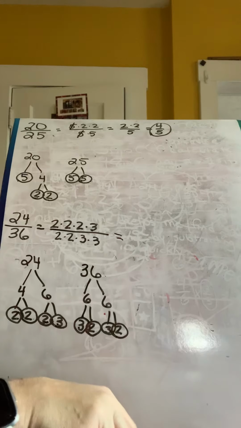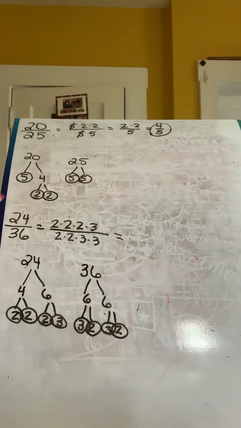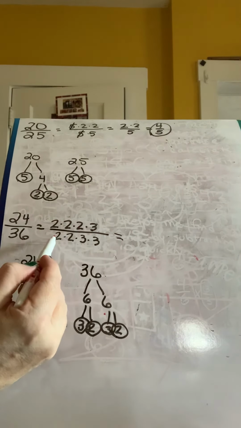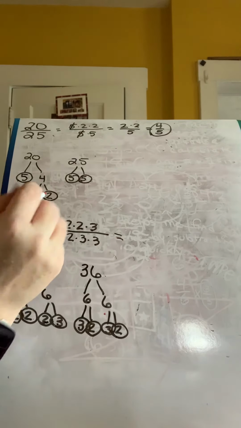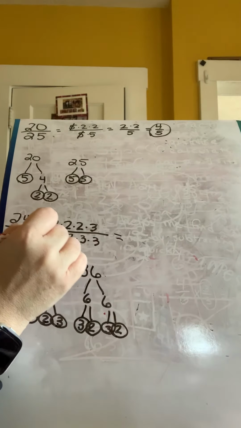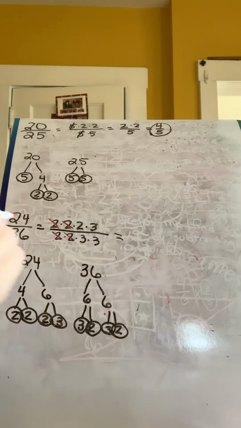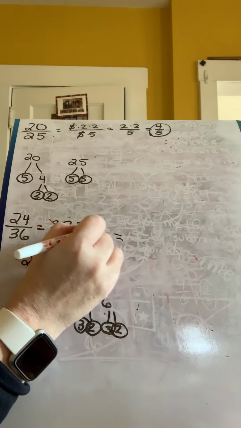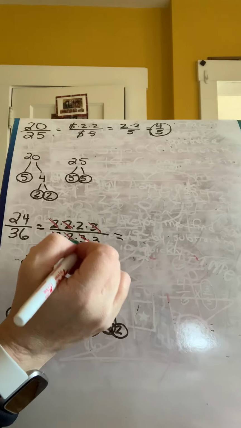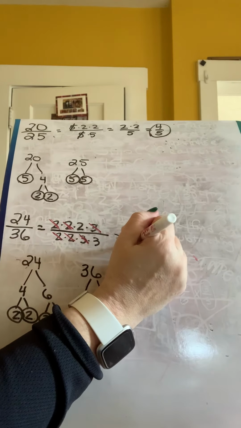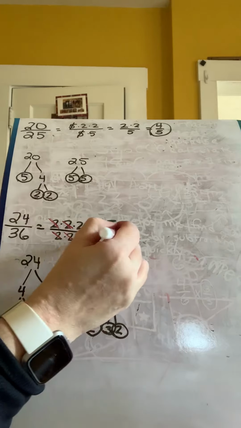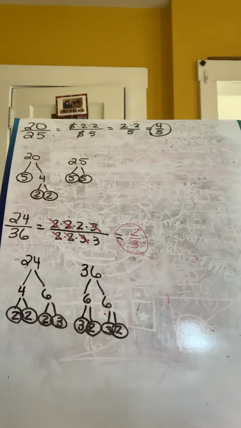And now we can get to that point where we're doing whatever we can cancel out. Now we have 3 2s up here and 2 here, so we can cancel out 2 of them. 1 here, 1 here, 1 here, 1 here. And we have 1 3 here, 2 here, so we can cancel one of the 3s out. And then we're just left with 2/3 as our simplified version of 24/36.